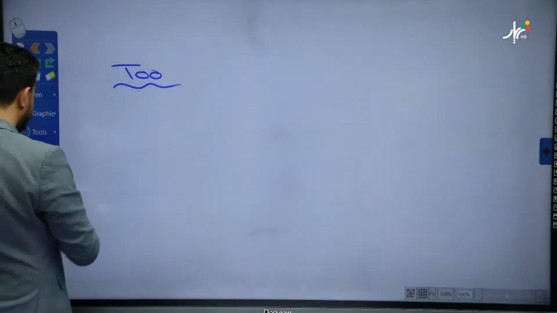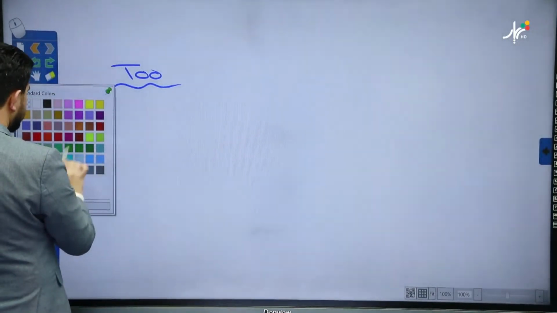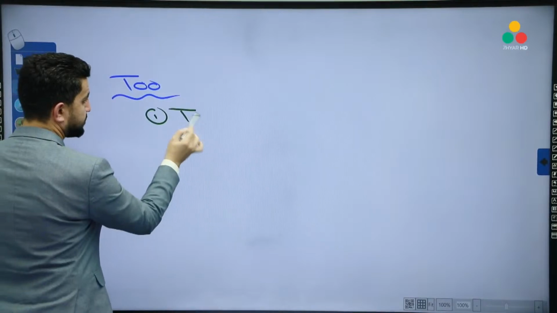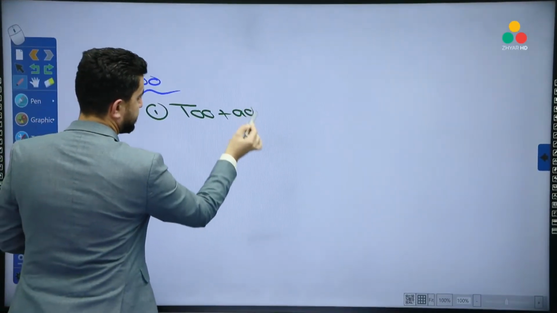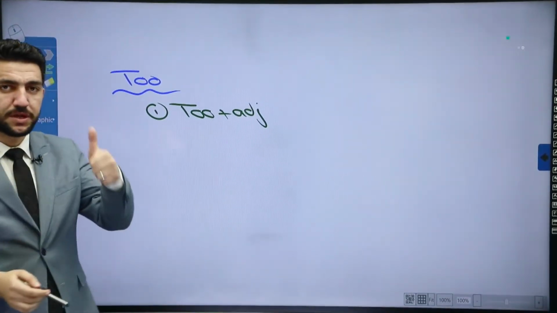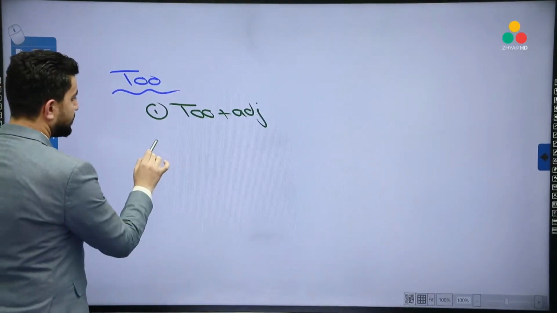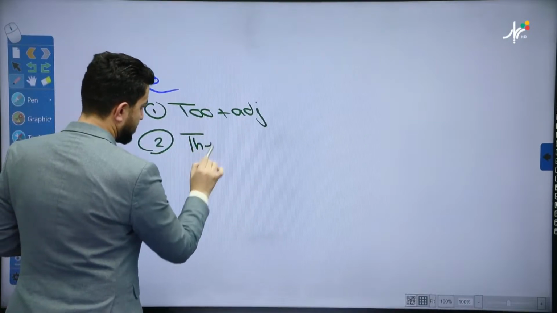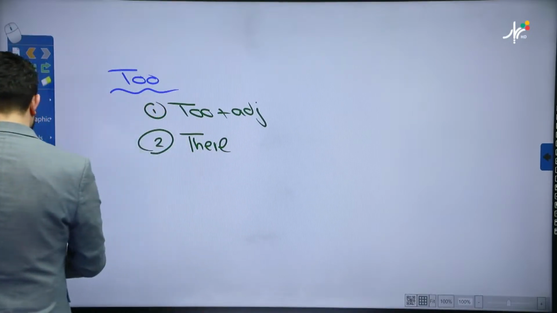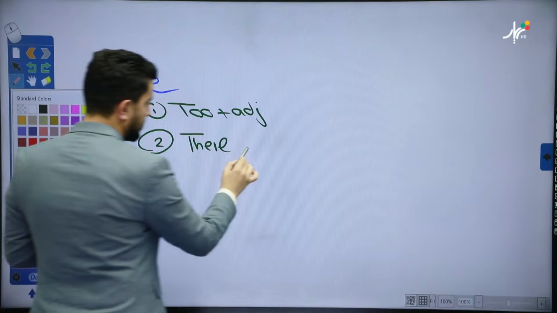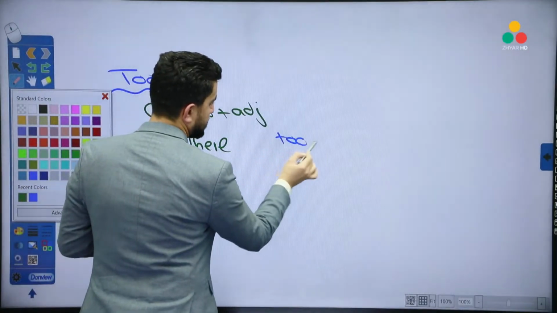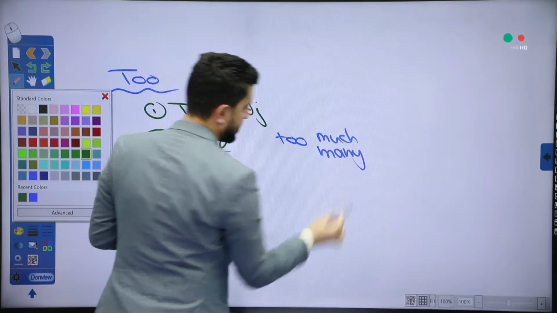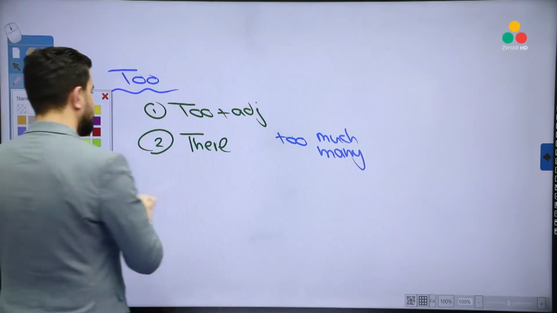"Too" is used differently. We have different cases when it comes to using "too." The first one, we can use "too" with an adjective: too plus adjective. The second rule, we can use "there." When we have the word "there," we use "too much" and "too many." This is rule number 2.